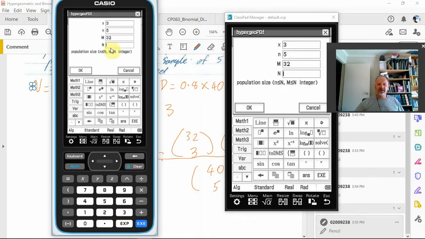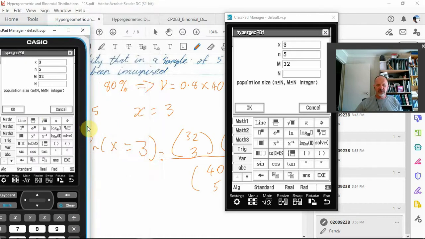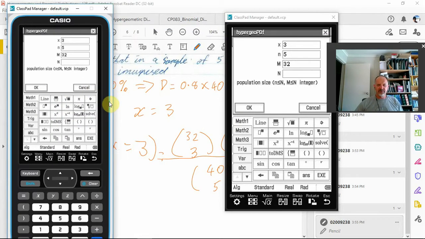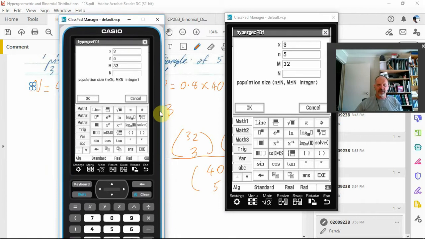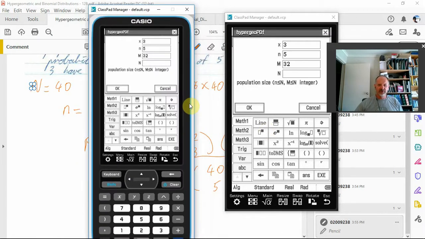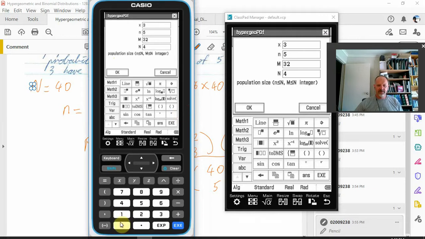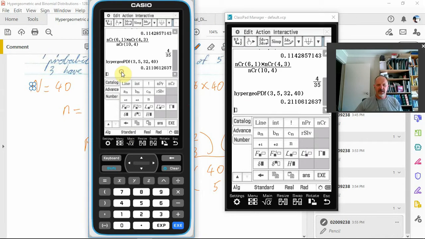And how many in our group are we interested in? That was 3, wasn't it? No, N, sorry, N, population size. Should have read it, shouldn't I? 40 in this population size. 40. And I'm going to do this one as OK.